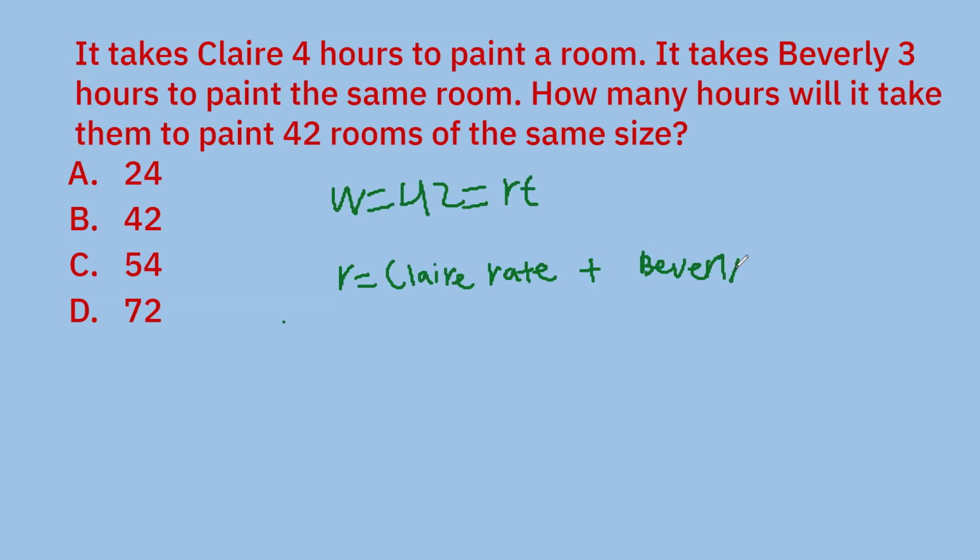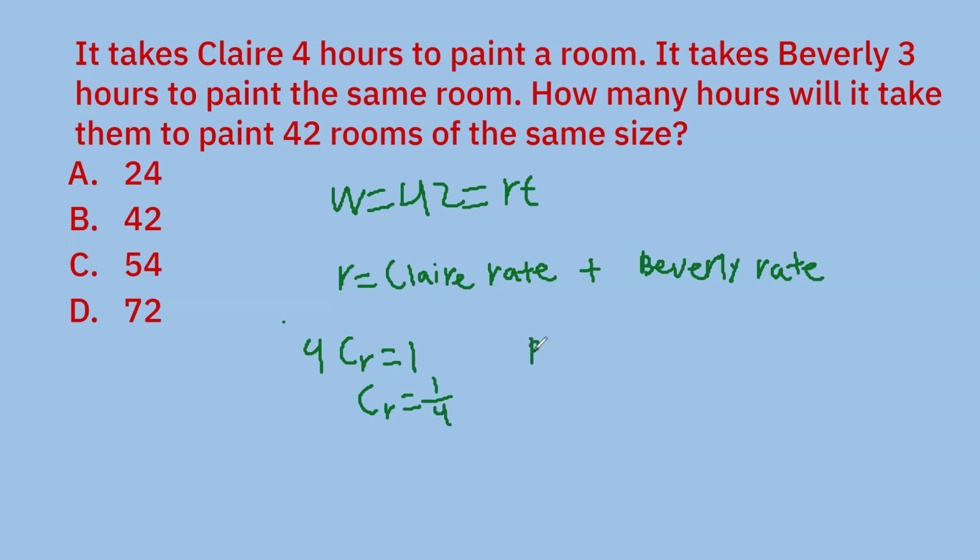So unlike the last one where the numbers just gave us the rate immediately because it was 2 walls an hour or 3 walls an hour, or 5 walls an hour, Beverly rate. Here we have to convert a little bit. So Claire, we'll call it CR equals work, which is 1 room, or let's do it like this, right? So we'll keep with the 4. Work rate times time equals work, which is 1 room. So then CR equals 1/4. So her rate is 1/4 of a room an hour, right?